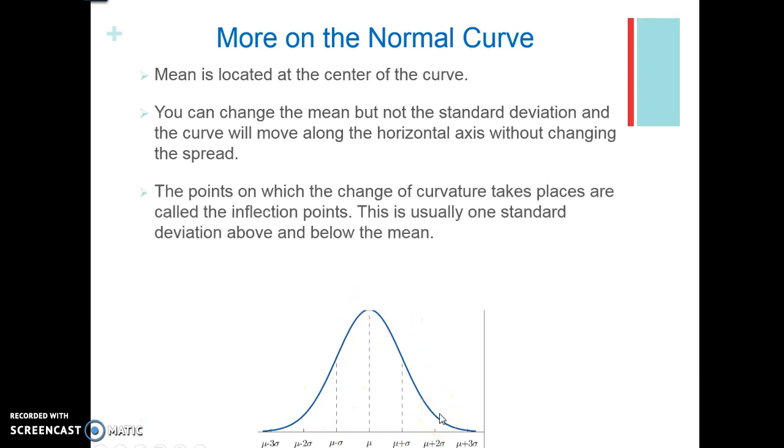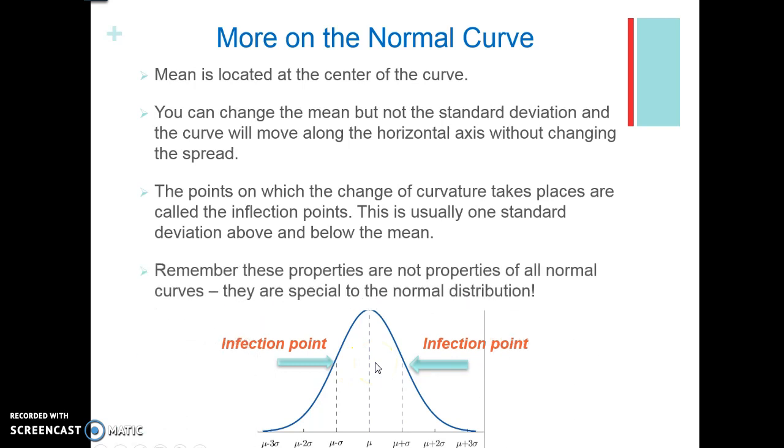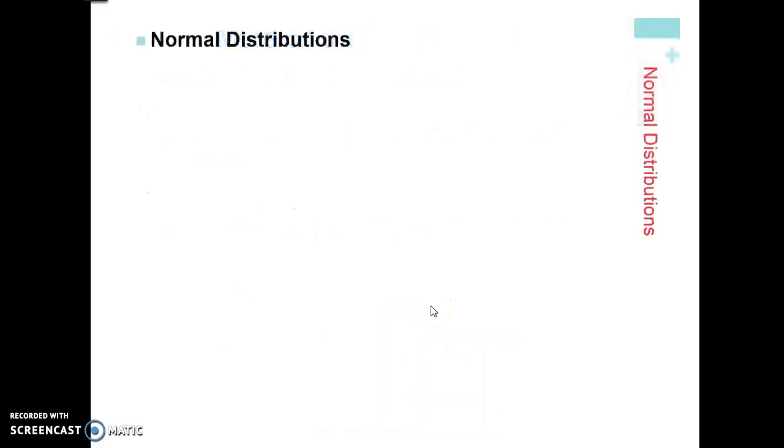So the points on which the change of curvature takes place, so this point right here, that is called an inflection point. That inflection point is usually one standard deviation away from the mean. Just remember that the properties that we discussed here are all special to the normal distribution. They're not necessarily properties of every single solitary curve that is bell-shaped or symmetric. It's specific to the normal distribution.